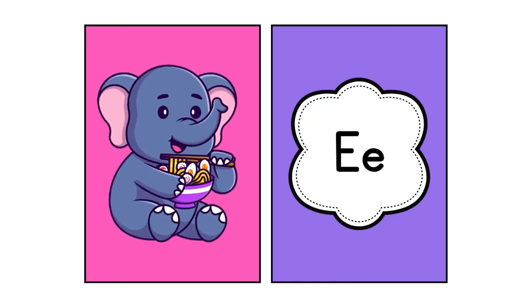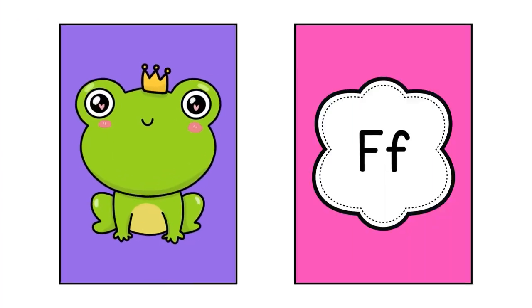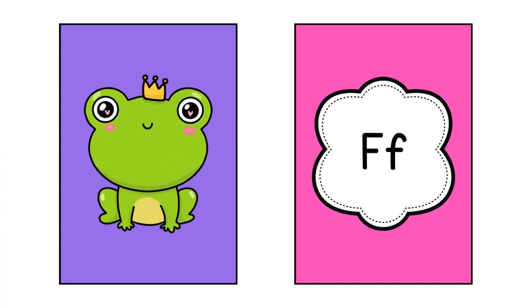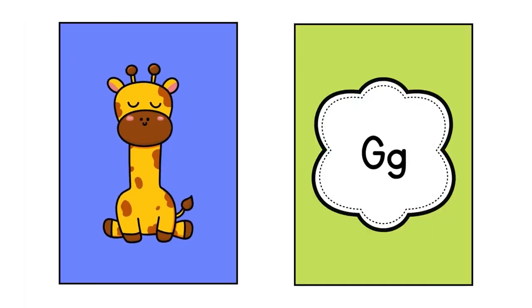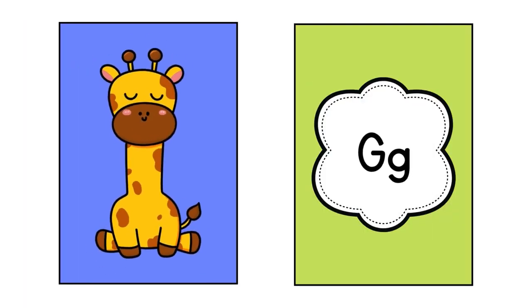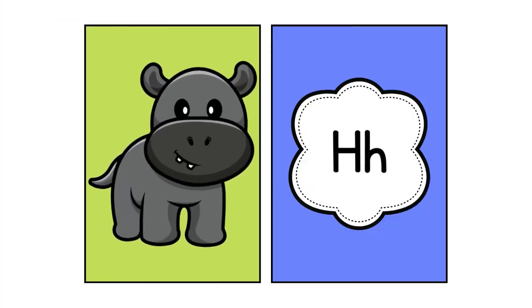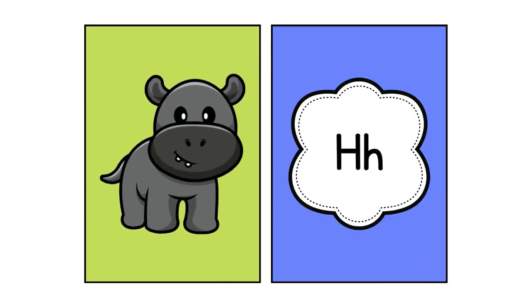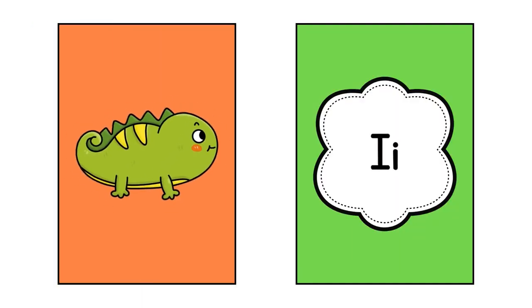E is for elephant. F is for frog. G is for giraffe. H is for hippopotamus. I is for iguana.